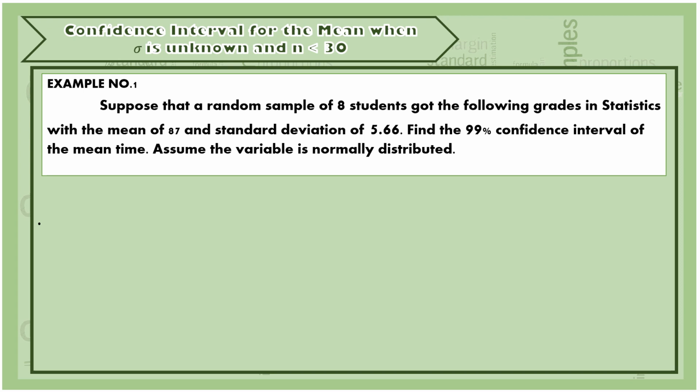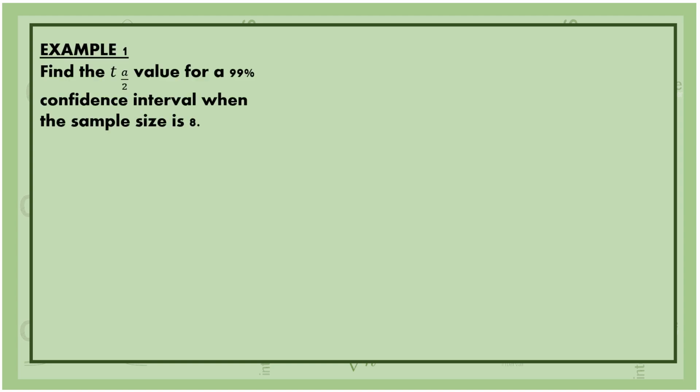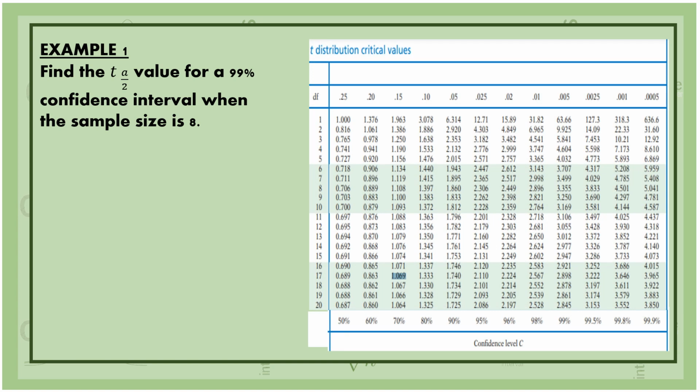So, these are the steps or easiest way to solve a confidence interval for the mean when population standard deviation is unknown and n is less than 30. So first step, find the given. Second step, get the critical value of this problem. Again, by using this t-table, we will follow the steps on how to get the critical value. So, find the critical value for 99% confidence interval when the sample size is 8.